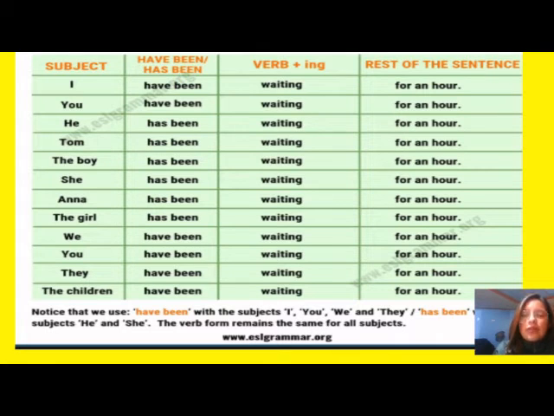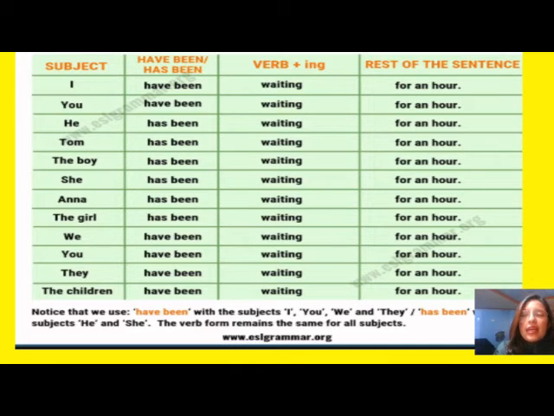Has, very good, because it's one thing. And for example, if I say my mother and my brother, you have to use have. Very good. If I say my sister, you have to use has.